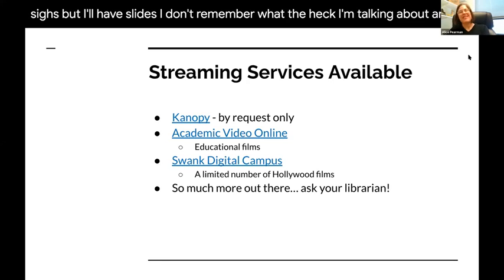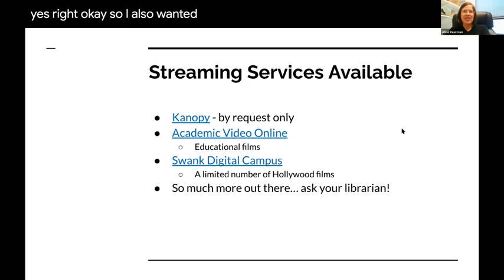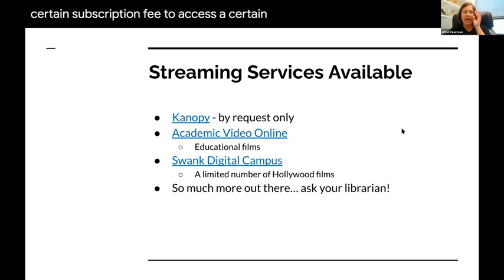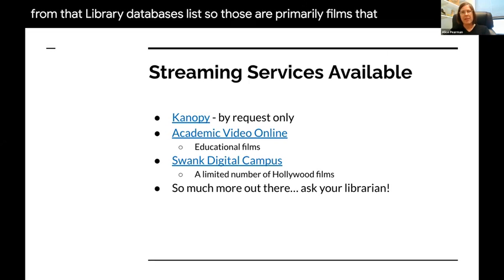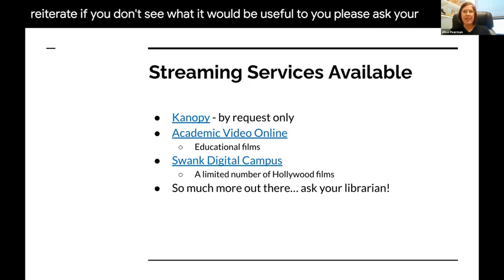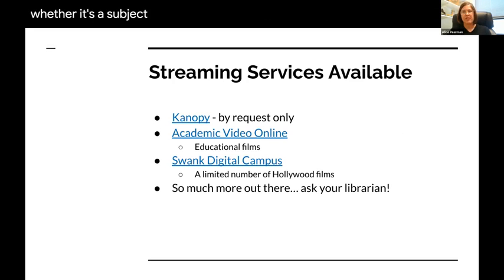And yes, right. Okay. So I also wanted to just mention Swank Digital Campus. That provides us with a limited number of Hollywood feature type films. We paid a subscription fee to access a certain number. And those are also available from the library databases list. So those are primarily films that were used for media studies and film classes and things like that. But again, I want to reiterate, if you don't see what would be useful to you, please ask your librarian, whether it's a subject or a particular title.